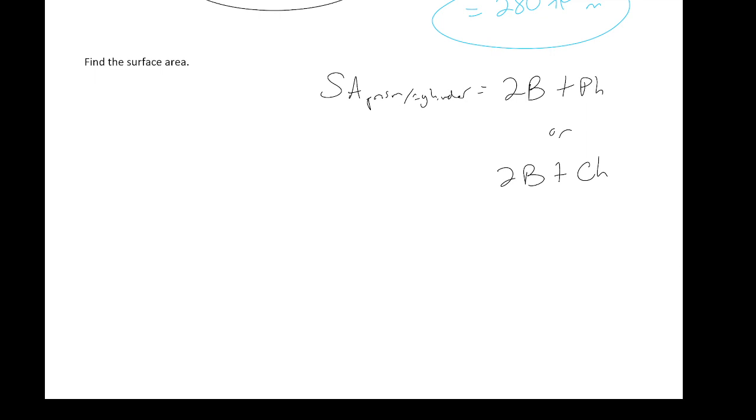Again, we can separate the area calculation into 2 parts. The B is the base area, and we have 2 of them, right? It's the same on the top and bottom, quote unquote. And then we're going to have the circumference times the height, or the perimeter times height, which is the lateral area. And here's the big thing.